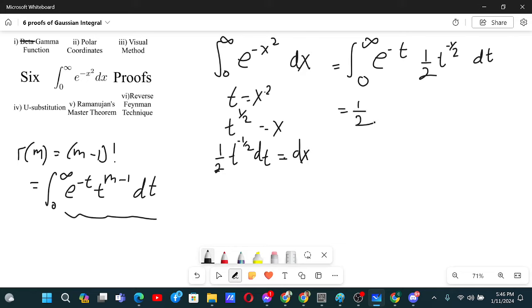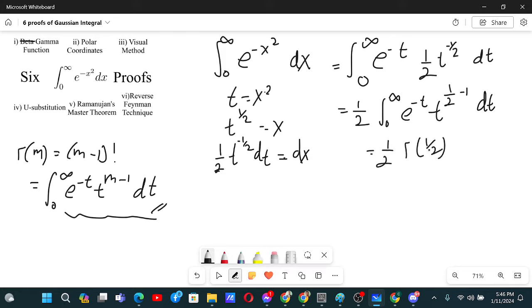Half can be taken out. Integral from 0 to infinity of e to the power minus t, times t to the power (half minus 1), dt. Now they are in the same form with m being half. So this is 1 by 2 gamma of half. What is the factorial of half minus 1? Basically this is (minus 1 by 2) factorial. This is not really making sense for most of us, but through the integral we can find that out.